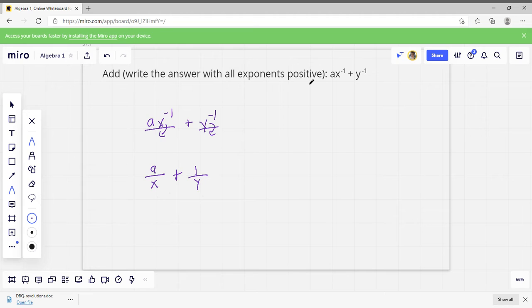Alright, now I have to come up with a common denominator. So I am going to make my new common denominator be xy. And then the second one would have xy. For this one, xy, my x cancels, and I have y left, so that would be ay. And this one, xy, my y's cancel, and I would have x. That's the plus sign right there. So my answer is ay plus x over xy.